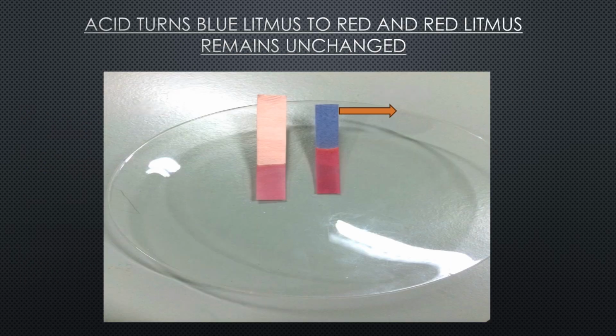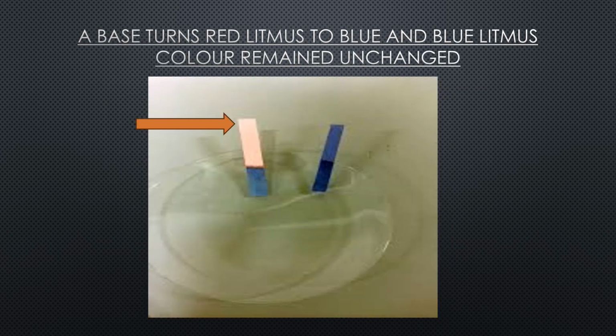Now you are watching a picture on the screen. A blue litmus paper is dipped in an acidic solution in a container, so that blue litmus paper turns red. It means this is acid. And when we put red litmus paper in it, there is no change. It means all acids turn blue litmus paper to red. On the other hand, a base turns red litmus to blue and blue litmus color remains unchanged. You can see the picture on the screen.